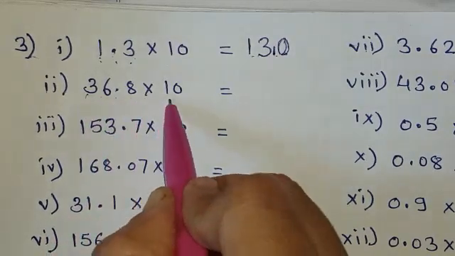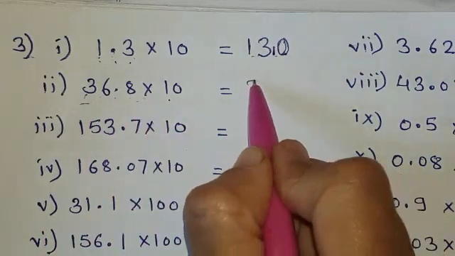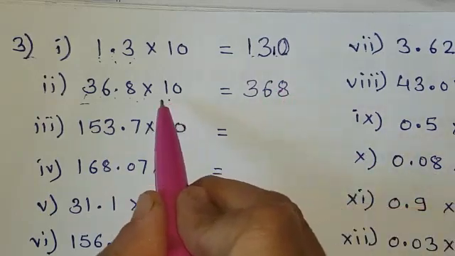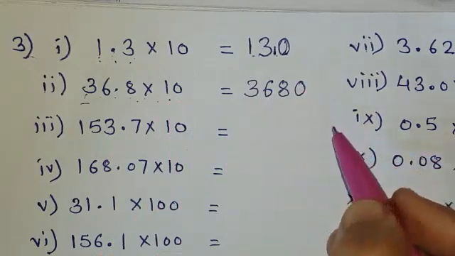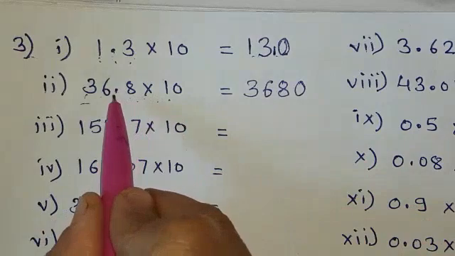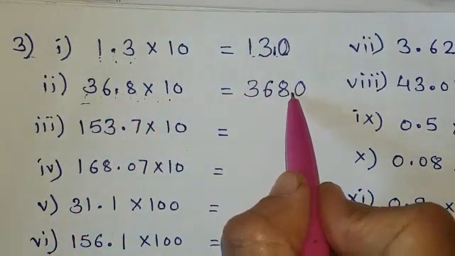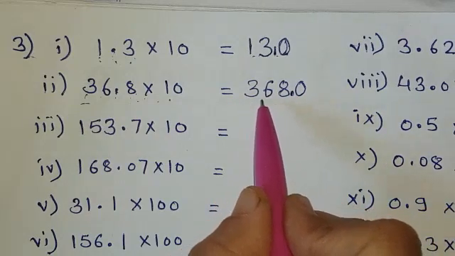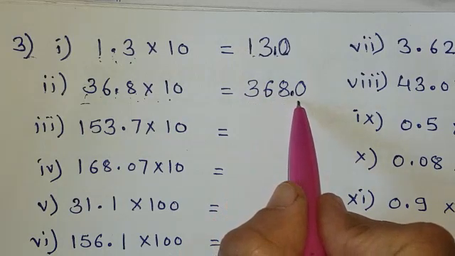36.8 multiplied by 10. Again I will write the number as it is without the decimal. So I will write here 3, 6 and 8. There is only one 0 in 10, so I will write 0 here. Now it is time to give the decimal point. After the decimal there is only one digit, so from the right side I will leave one digit and give the point. So my final answer is 368.0, which is equal to 368.